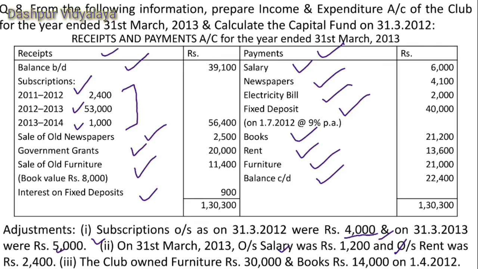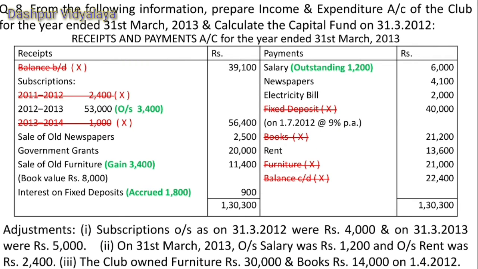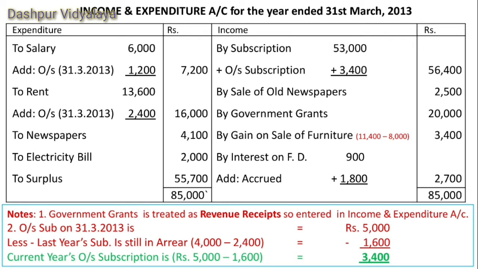Before starting income and expenditure account, we must know which items will be included and which items will be excluded. Let's see which items will not be included in income and expenditure account. Here we have already marked which items will not be included. You can see here that the capital items are not transferred to the income and expenditure account because they are recorded in balance sheet.